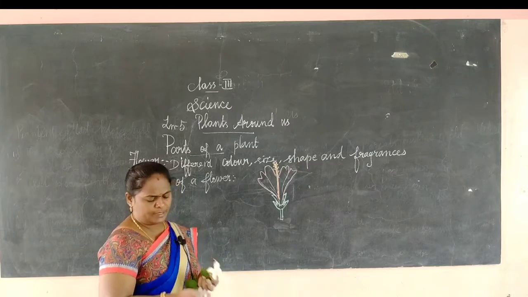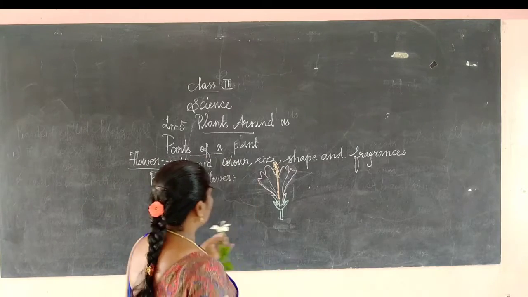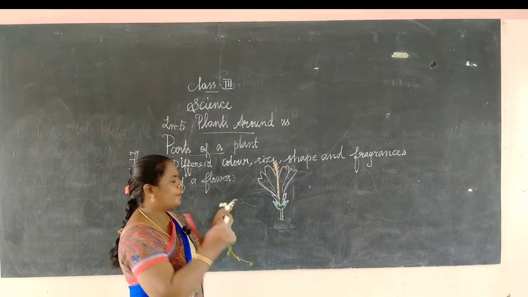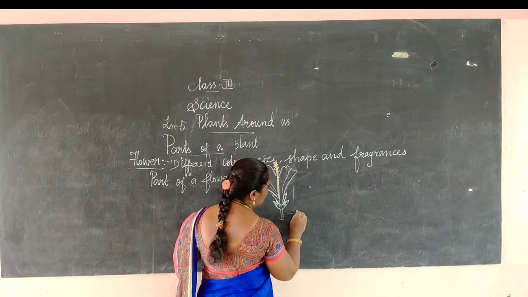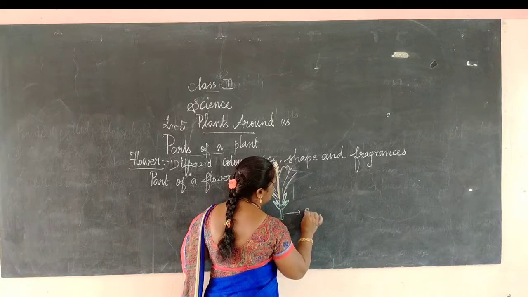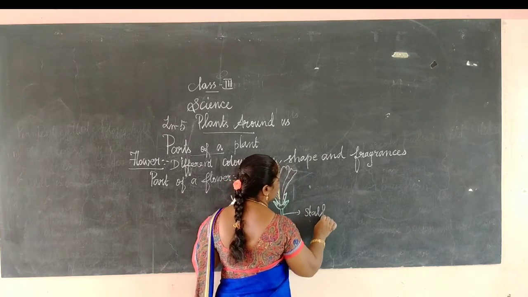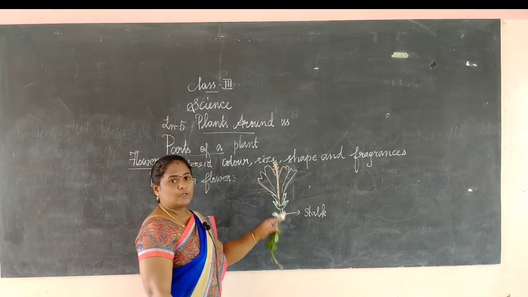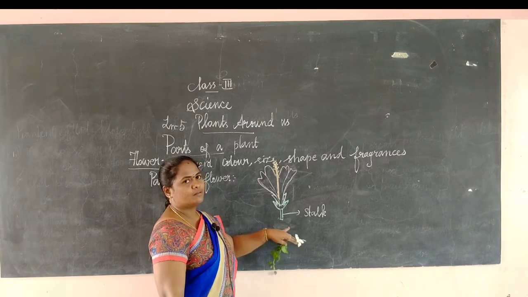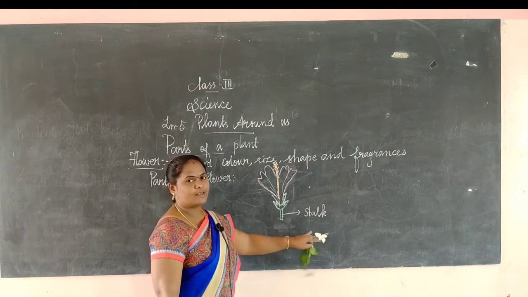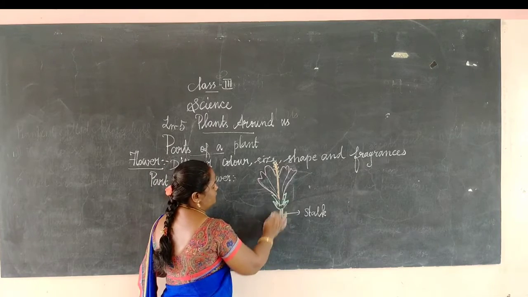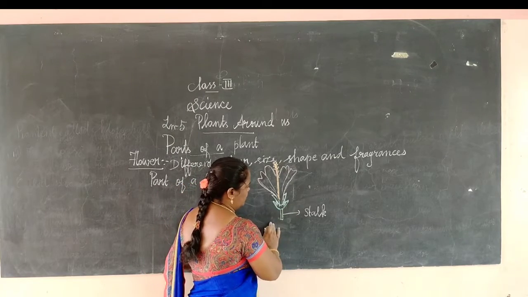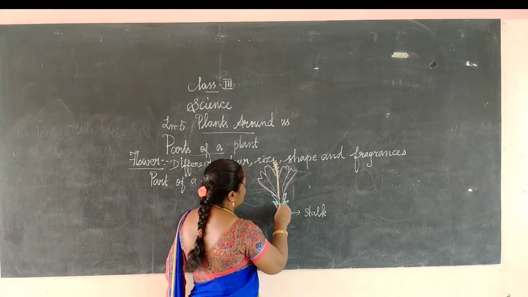Okay, next we learn the parts of a flower. First, the stalk is a part of a flower. Stalk means what? The stem of the flower. This is the stalk. The stalk is the part of a flower to which other parts are attached, at the base of the flower.